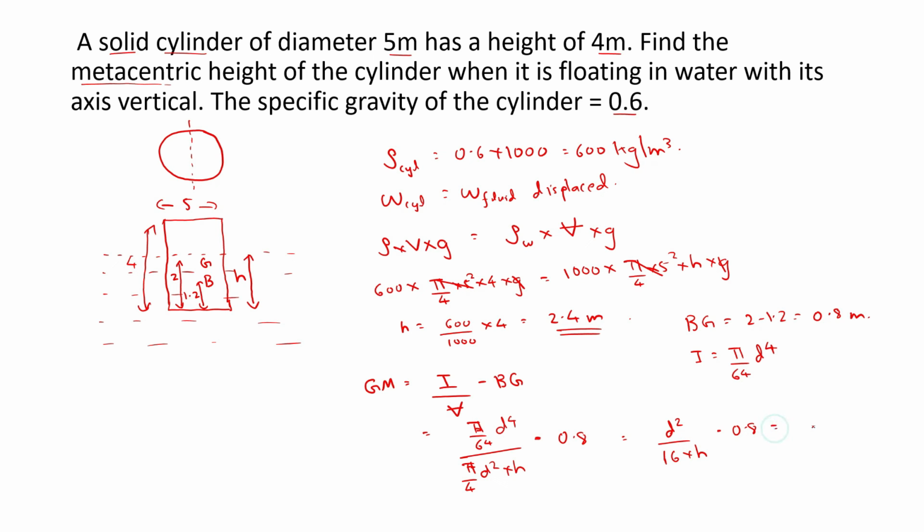And d square is 25, so it is 25 divided by 16 into h, which is 2.4, minus 0.8, and this is equal to, you will get it as minus 0.38 meter. See, you are getting a negative value for metacentric height. So metacentric height is equal to minus 0.38, which is less than 0. That means metacenter is below the center of gravity and the body is unstable. That is what you can infer from this value.